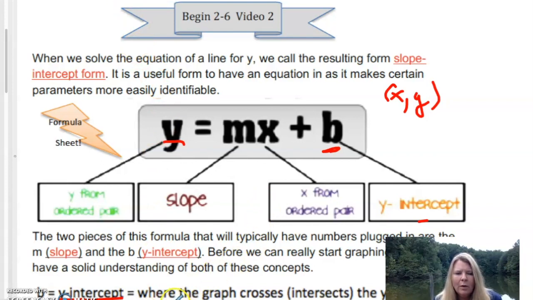And what is a y-intercept? It's where the graph crosses the y-axis, or where it intersects there. Remember, the y-axis is the vertical line there. Okay, let's go on to the next slide.